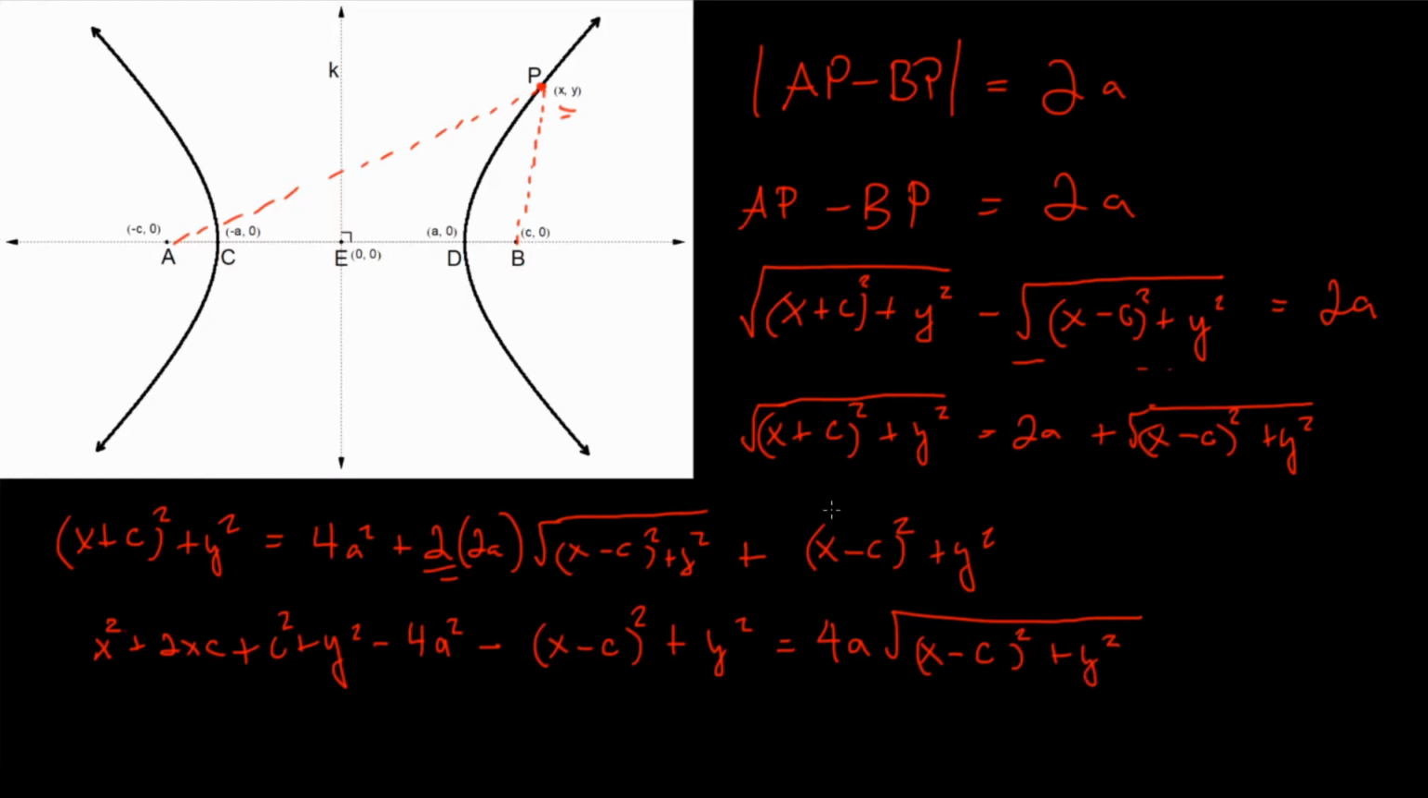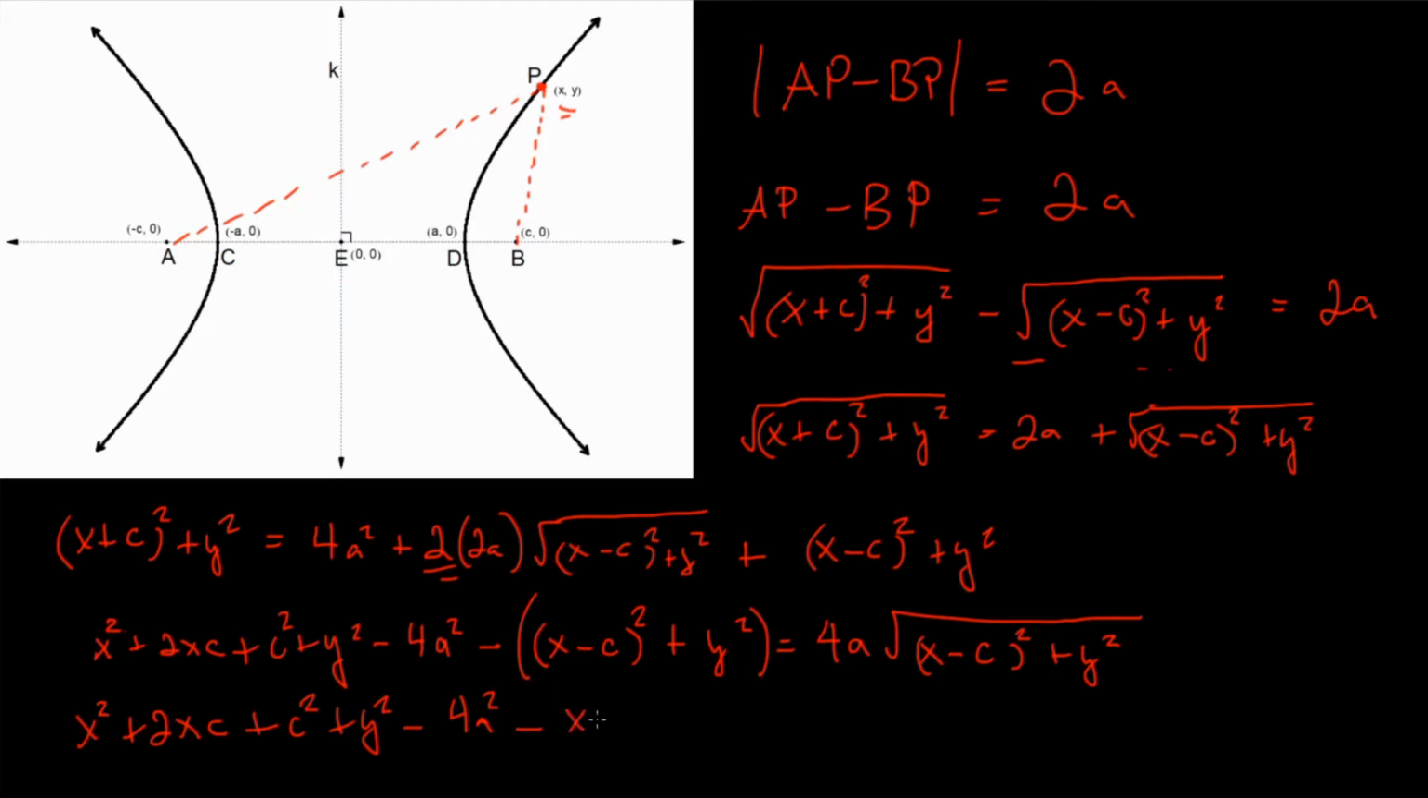Oop, I caught a mistake. This shouldn't be a plus. The way I'm going to resolve that is just throw some parentheses right there. All right, now expanding this parenthesis here, I'm going to get x squared plus 2xc plus c squared plus y squared minus 4a squared. And then I'm going to have x squared minus 2xc plus c squared, but all subtracted.